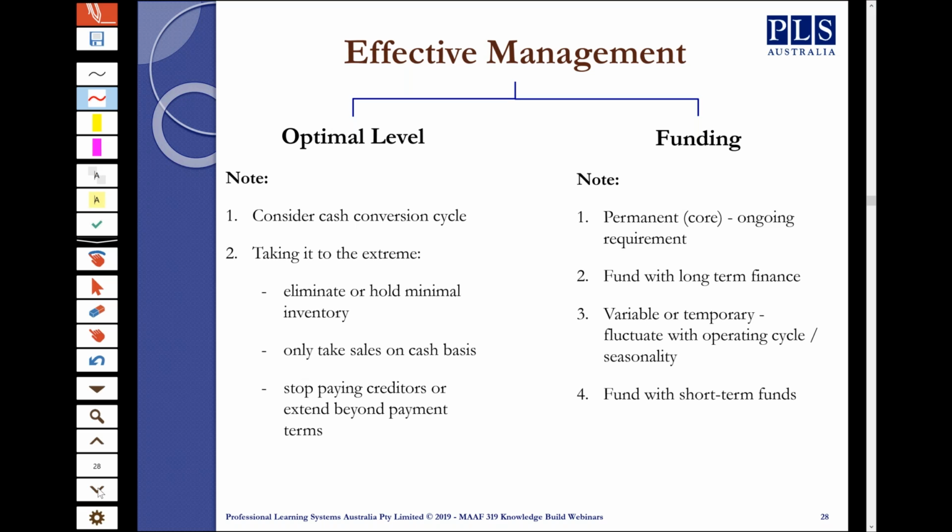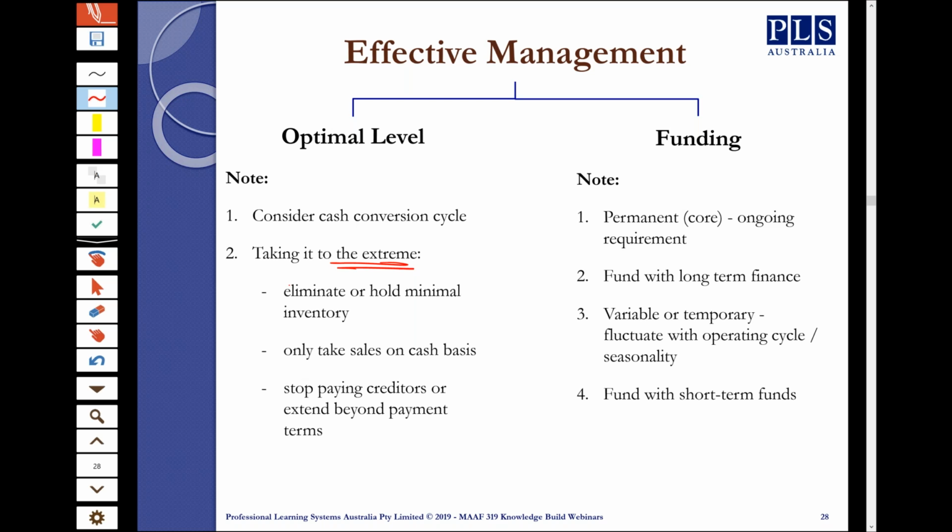your cash conversion cycle. So from the time you spend money, how long does it take you to convert that into inventory, sell the inventory and retrieve the receivable? And that should be the shortest possible period. Now, what I would note within the Institute's material is just note they do use the language of taking it to the extreme would see you eliminating or holding minimal inventory, only taking sales on a cash basis, stop paying creditors or extend beyond payment terms.